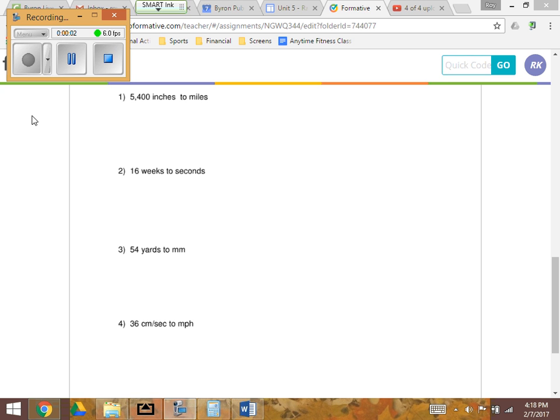For number 4, it's kind of a two-part problem here because we have centimeters per second and then miles per hour. Whereas before we were just going 1 unit to 1 unit, now we're actually doing 2 units to two different units. And this happens when we're talking about rate. So it will be a little bit more complex. 36 centimeters per second to miles per hour.